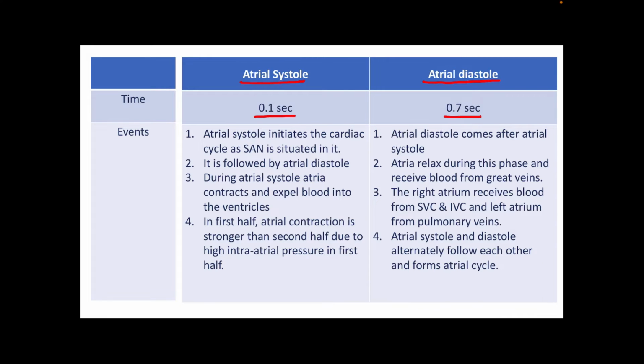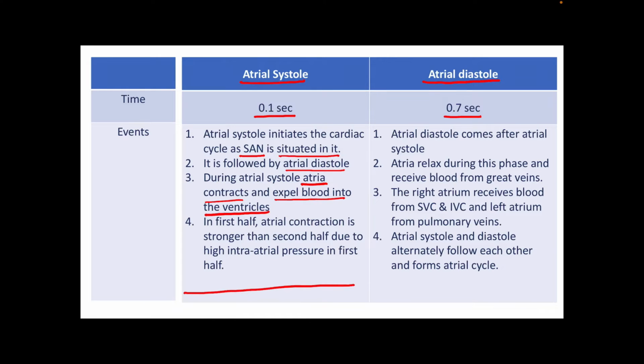So why? Because the SA node, it is situated in the right atrium. So SA node is the pacemaker, the cardiac impulse, it is generated at the SA node, so it goes to the atrium first. So that's why the atrial systole, this is the first phase in the atrial cycle, that is in the cardiac cycle, basically the cardiac cycle. Now this atrial systole, it is followed by atrial diastole, and during atrial systole the atria contracts and expels the blood into the ventricles.